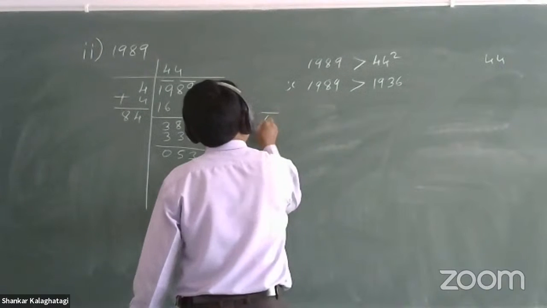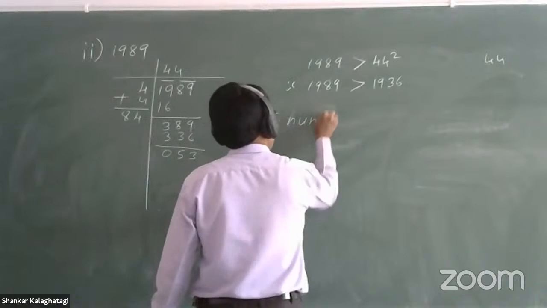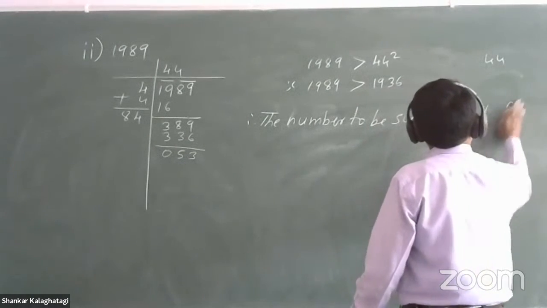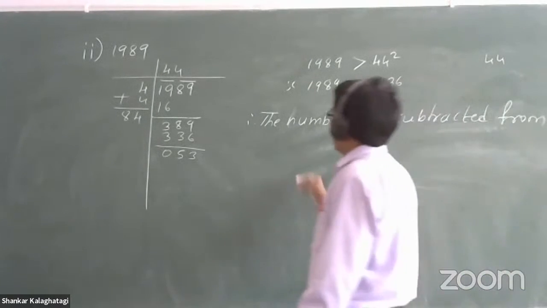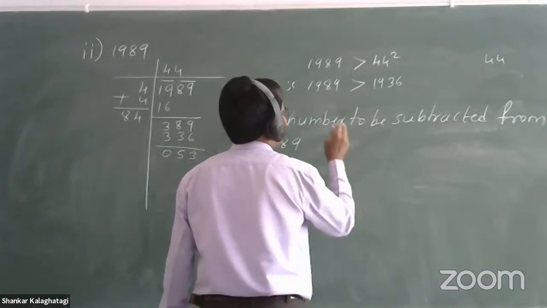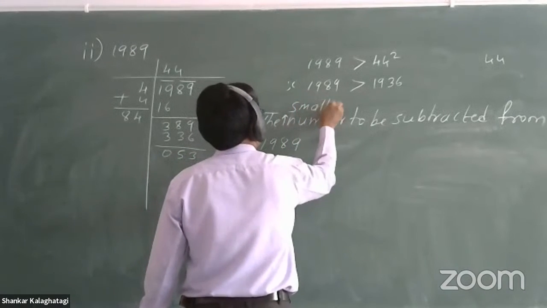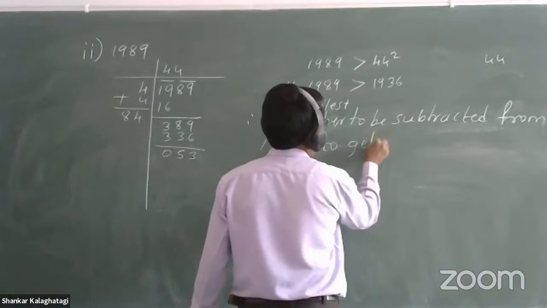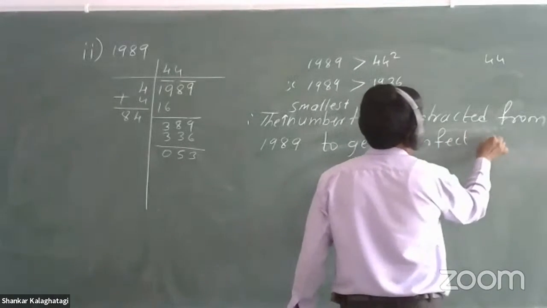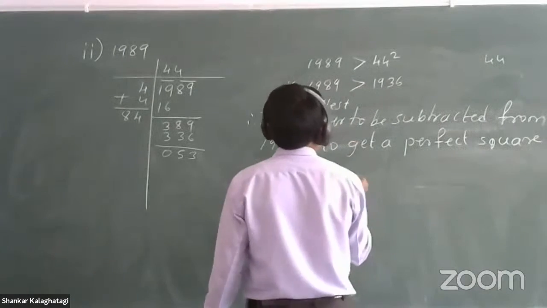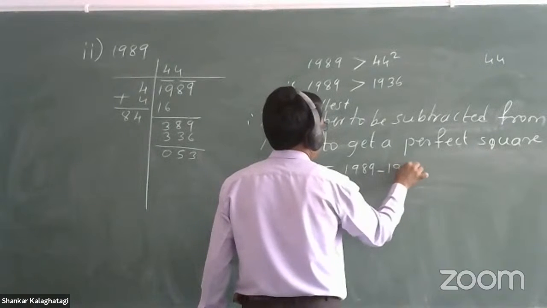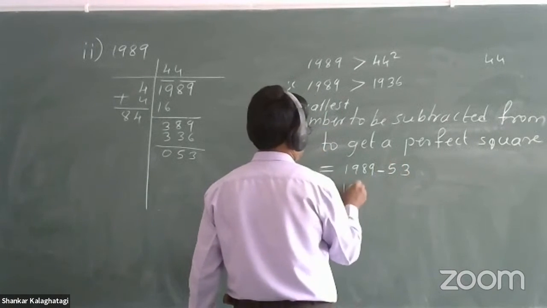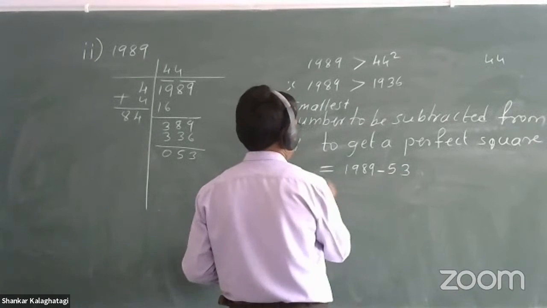So therefore, the number to be subtracted from 1989, the smallest number. Here you write the smallest, not any number, smallest number. The smallest number to be subtracted from 1989 to get a perfect square is equal to what? 1989 minus 1936. It is 53. Yes, sir. 1989 minus 53 is how much? 1936.